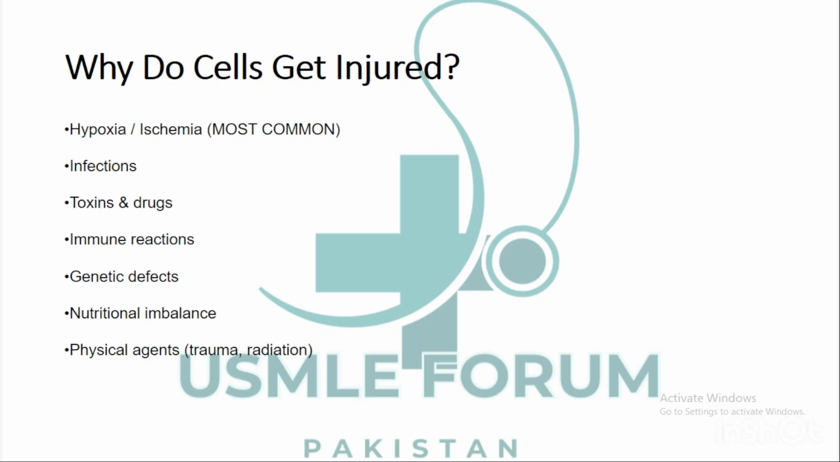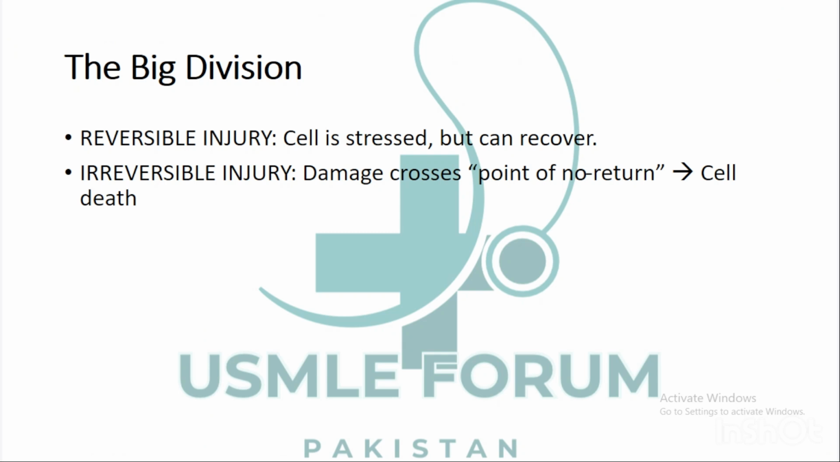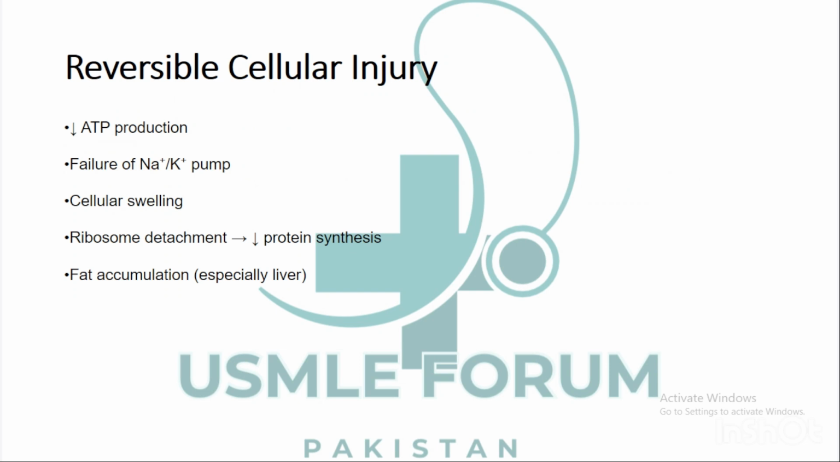So now, first of all, let's start with the good news. Reversible injury is when the cell is stressed and it can recover. The cell is damaged but can recover if the stress is removed. Now, what is the earliest and most important event of reversible cellular injury? The decrease in ATP production, which is again most commonly due to hypoxia.